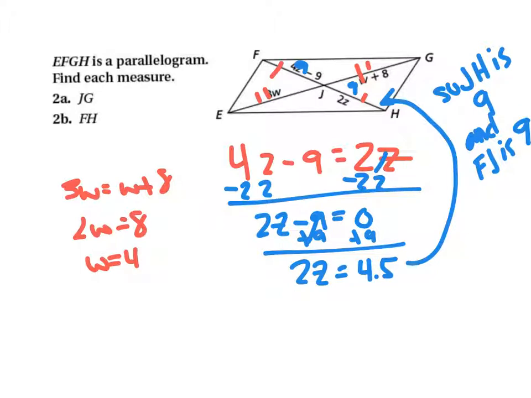So I found that Z was 4.5, and I plugged that back in to get JH and FJ equal to 9. Then I went over and I wrote my other equation, 3W equals W plus 8, and I solved for W equals 4. I plugged W back in, and I got that EJ is 12 and JG is 12. And so now I can answer my question. It asked the length of JG, well, I just said that that was 12. And FH. FH is the full diagonal. Since each part was 9, which I calculated on the right, then the full diagonal would be 18.